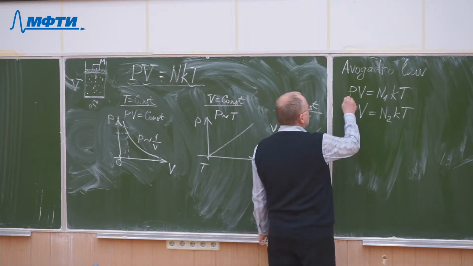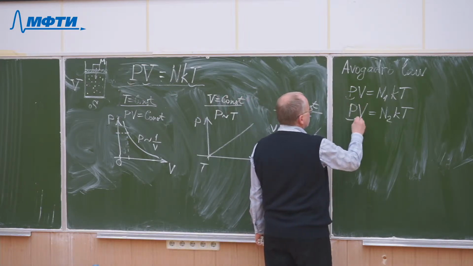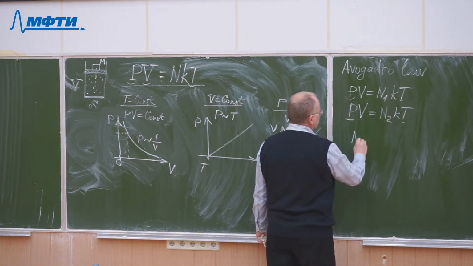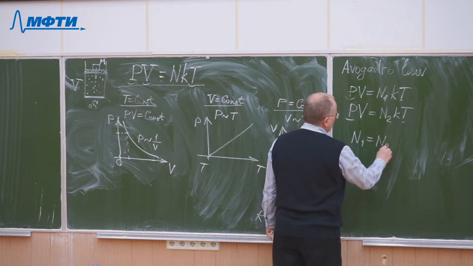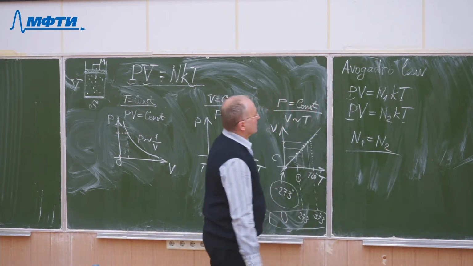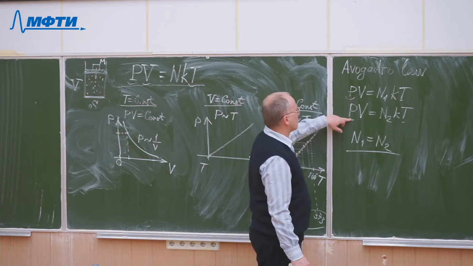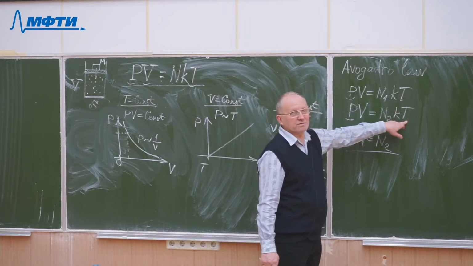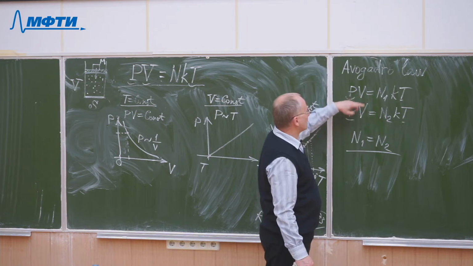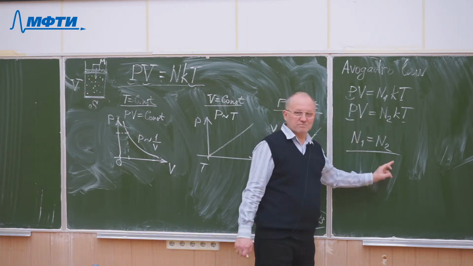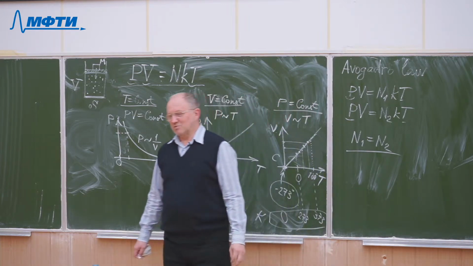If we keep the pressure the same here, and the volume the same, and temperature the same, then the number of molecules will be the same. So the Avogadro law says that in equal conditions, under equal pressure and equal temperatures, equal volumes of gas contain the same number of molecules.